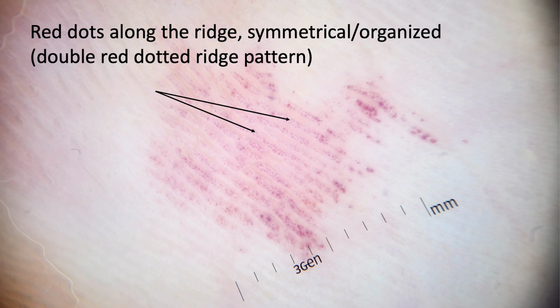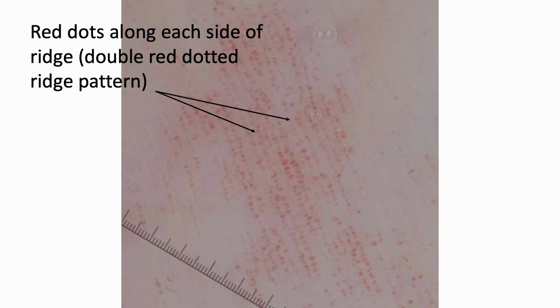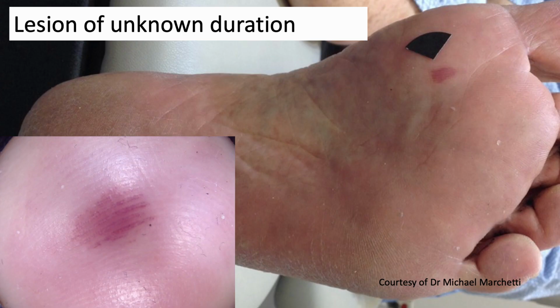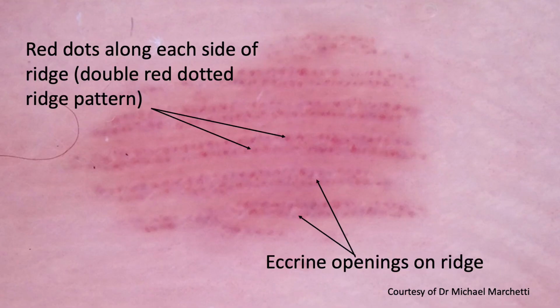And this has been termed double red dot ridge pattern and is a classic feature of angiomas on the acral surfaces. Another example, you have the same red dots along each side of the ridge, and this has been termed again double red dotted ridge pattern. Another patient with this lesion on the sole of unknown duration. On dermoscopy, you have exactly the same red dots along each side of the ridge, or double red dot ridge pattern. And you can see how the eccrine openings of the ridges are spared.